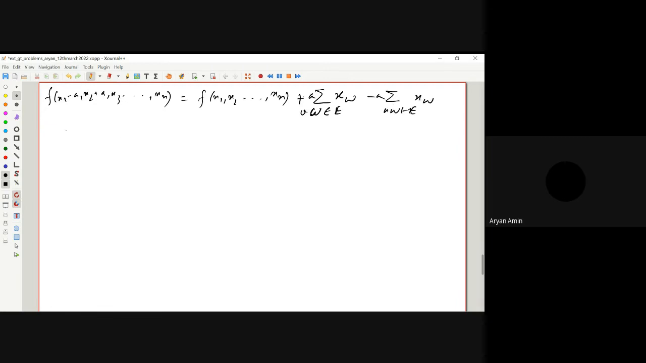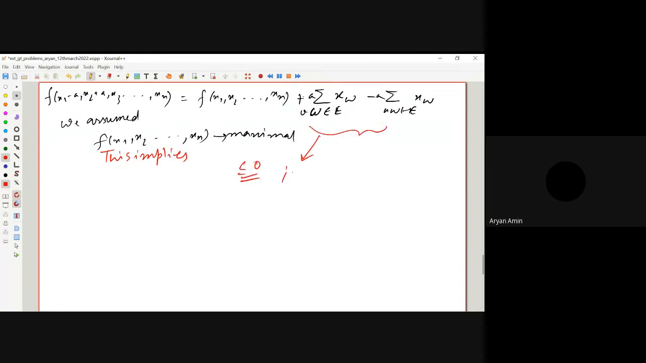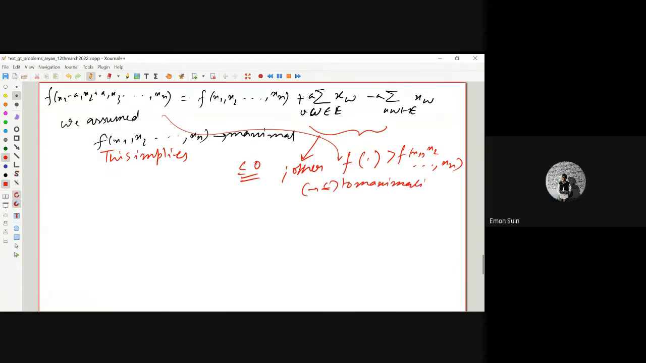So this is what we found, right? Now you know that we assumed f of x1, x2 up till xn was maximal, right? What does that mean? This implies that this term must be at most 0, otherwise f of this thing is greater than f of x1, x2 up till xn. This would be a contradiction to maximality.